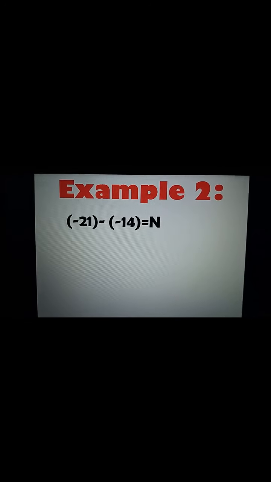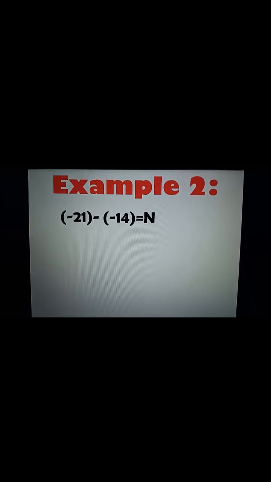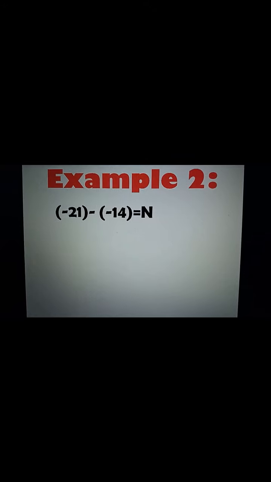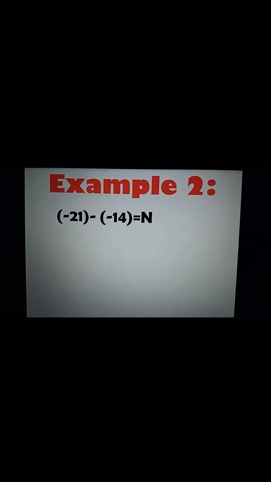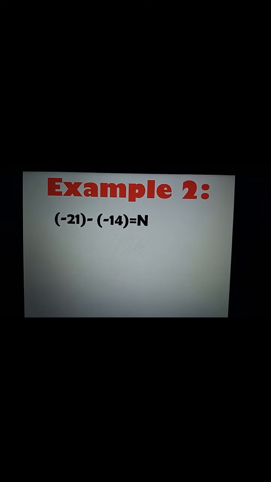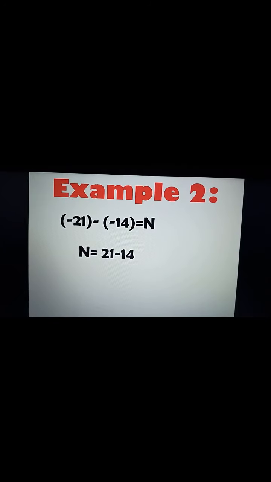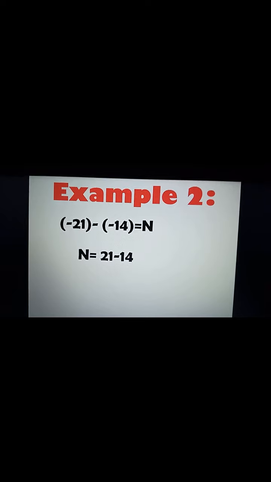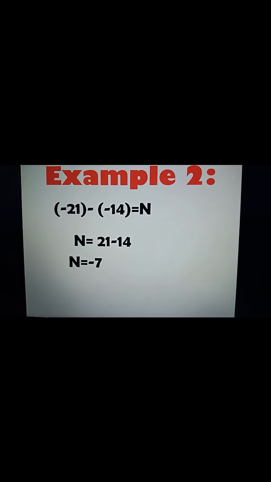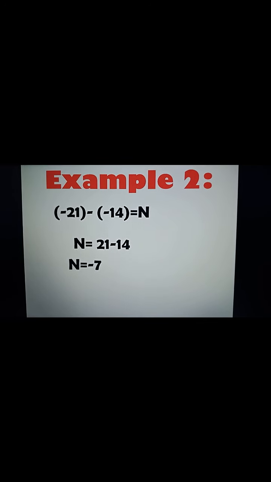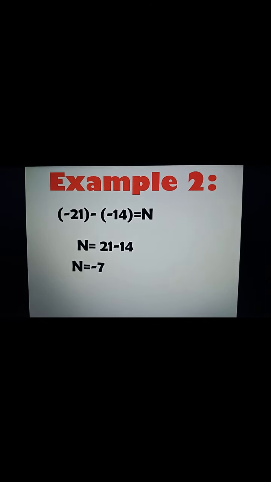Another example, negative 21 minus negative 14 is equal to n. Subtracting negative 14 from negative 21 is the same as adding 14 to negative 21. Hence, we change subtracting to addition, then we change negative 14 to 14. So, 21 minus 14, the answer will be 7. Then attach the sign, which is negative. The final answer is negative 7.